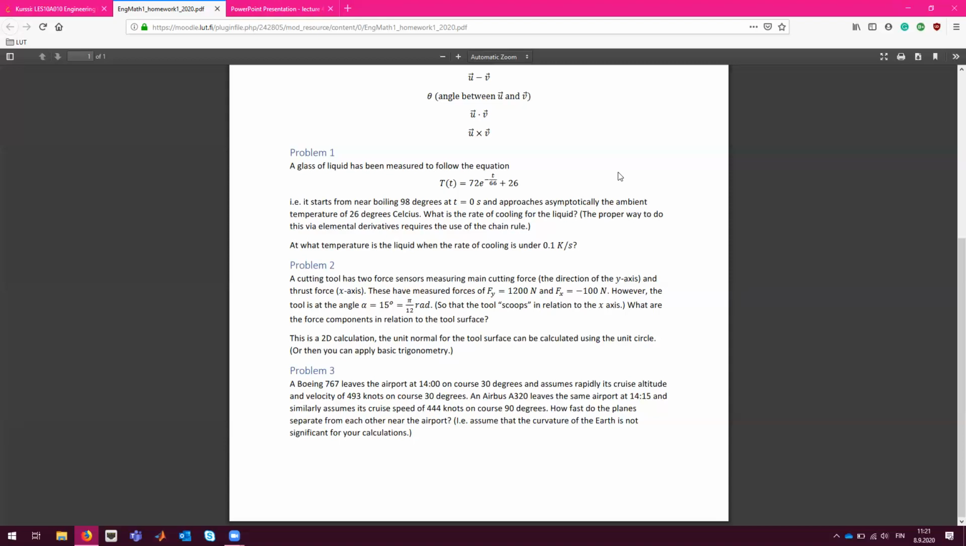Problem 2, we have, oh, I forgot to go to lab and pick up a tool. Well, I can show you a tool tomorrow or have some images. So we're going to have a cutting tool. And that cutting tool does have force sensors. But the tool is not straight. It's not a pushing tool. It's a cutting tool. So in order to figure out what kind of forces actually act on the tool surface, then we'll need to do a little bit of rotation.